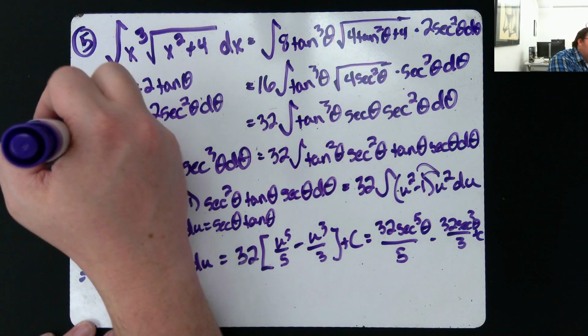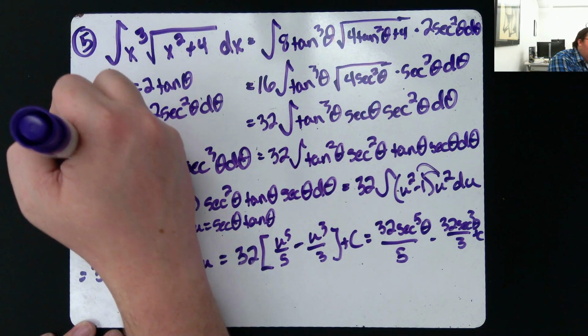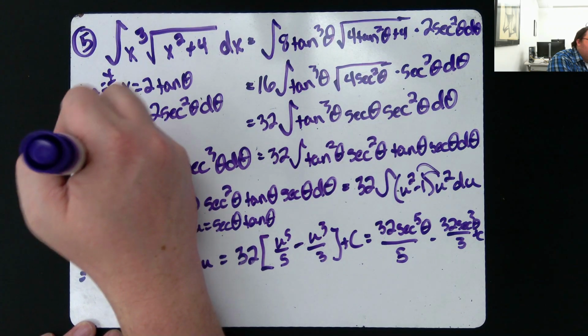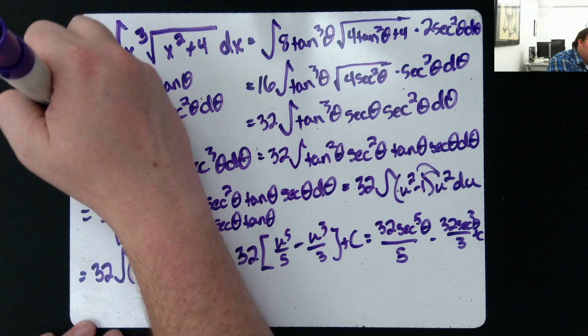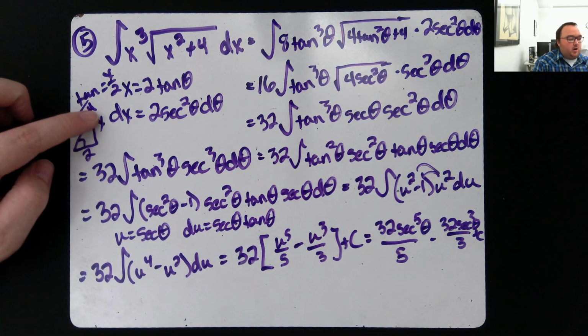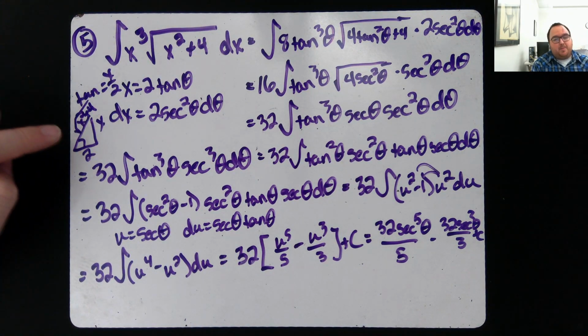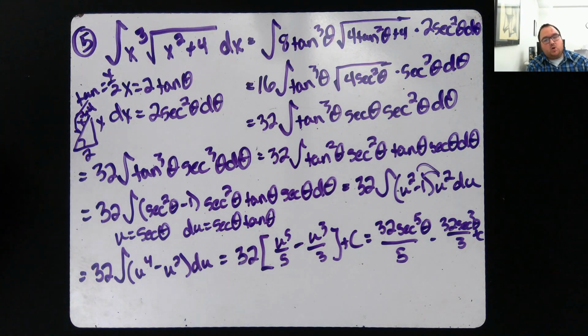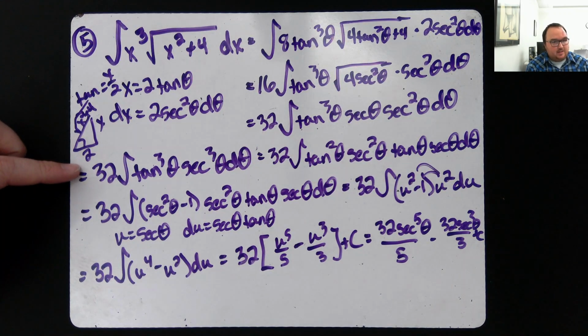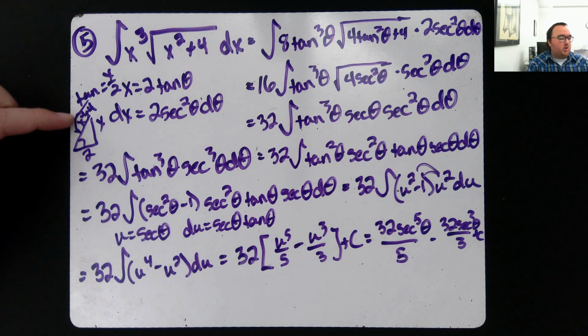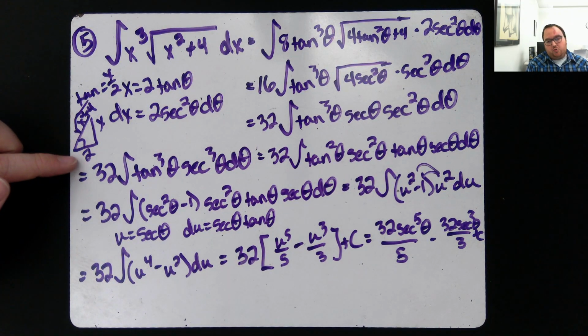So if tangent is x over 2 and tangent is opposite over adjacent, that means my hypotenuse is x squared plus 4, because it's x squared plus 2 squared. So my hypotenuse is the square root of x squared plus 4. Secant is hypotenuse over adjacent, so secant would be square root of x squared plus 4 over 2.